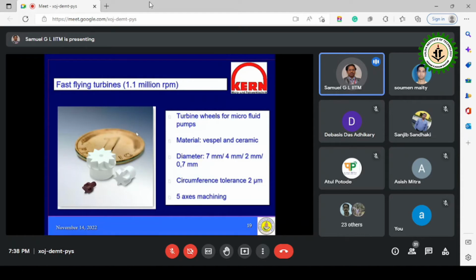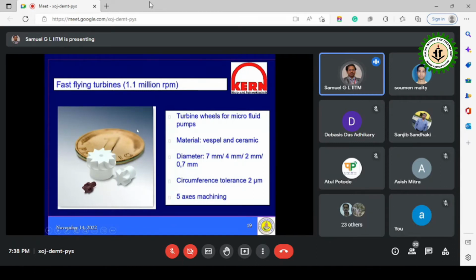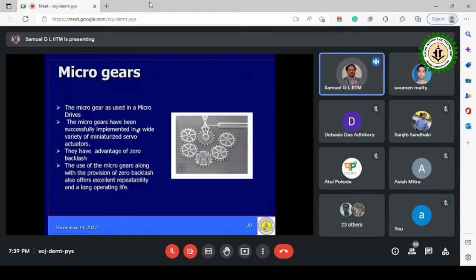And also, as I have been talking about the turbines, flying turbines can even rotate at 1.1 million RPM. That means almost 11 lakhs RPM. These are all possible when you make them smaller. If they are big, probably they will just crush into powder. But when you make them small, they'll be able to rotate at these kinds of high speeds.